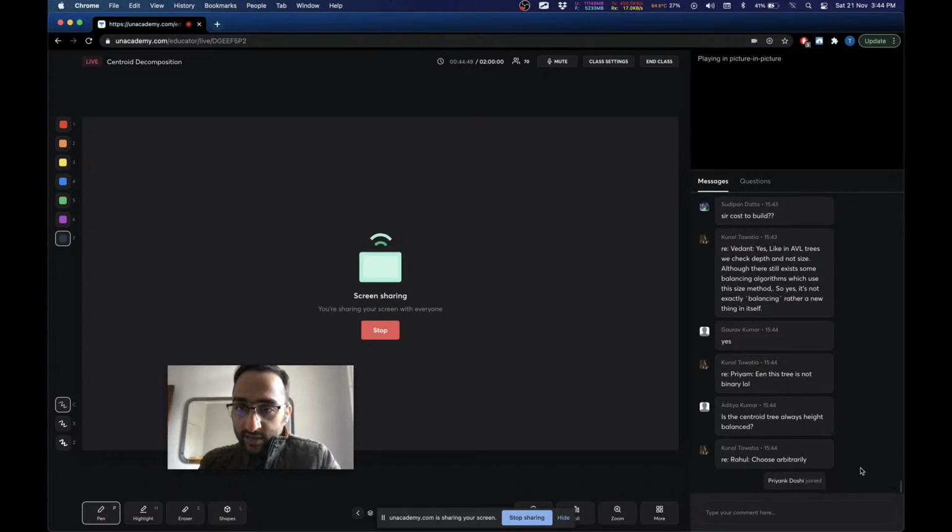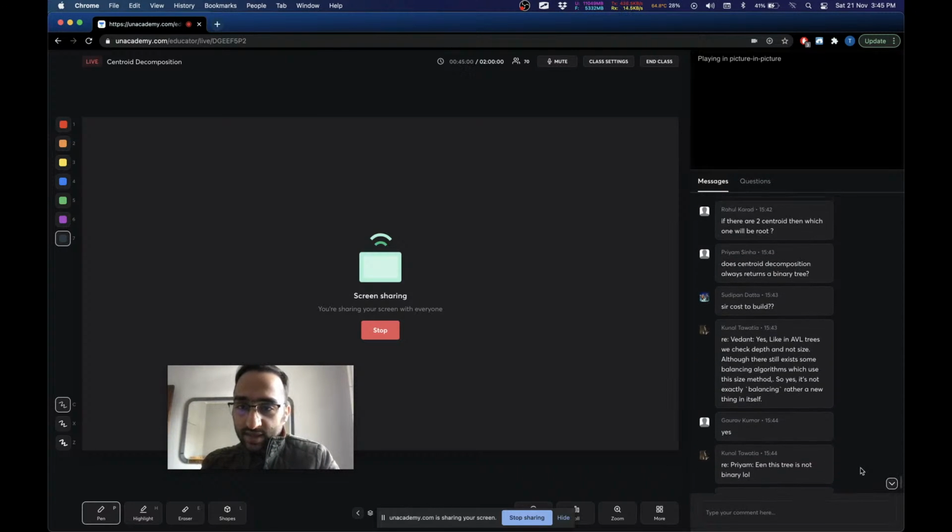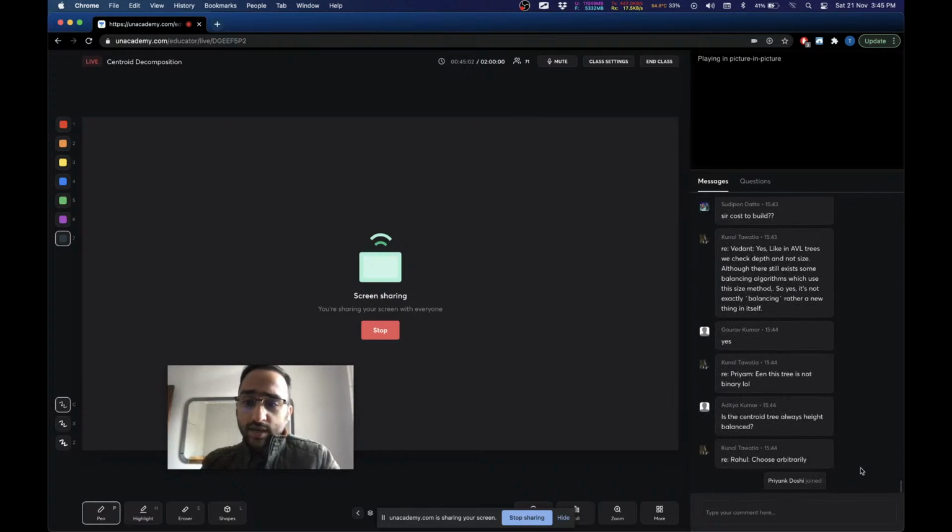The next question is, is the centroid tree always height balanced? Yes, we will also explain what height balance means, but yes, the height of the centroid tree is log n. We'll come to that. Don't worry. Most of the questions people are asking are about the properties which we are yet to discuss.